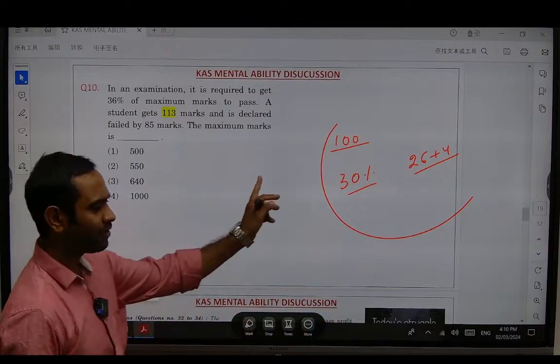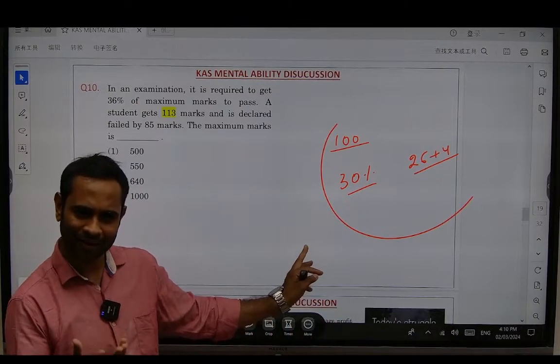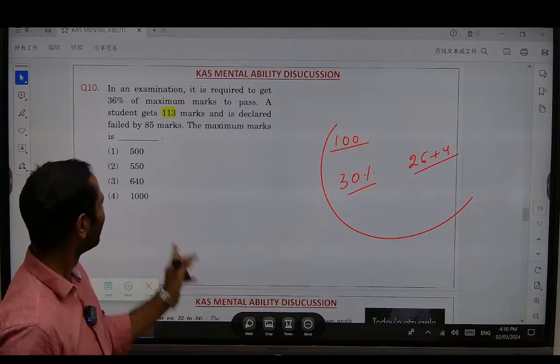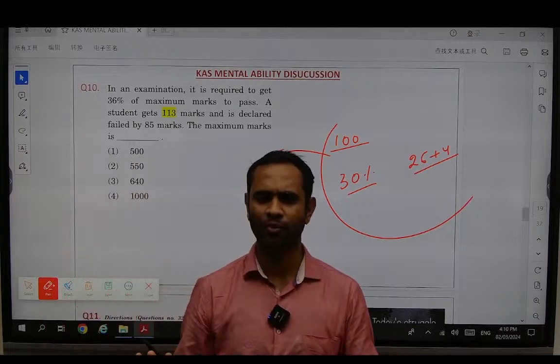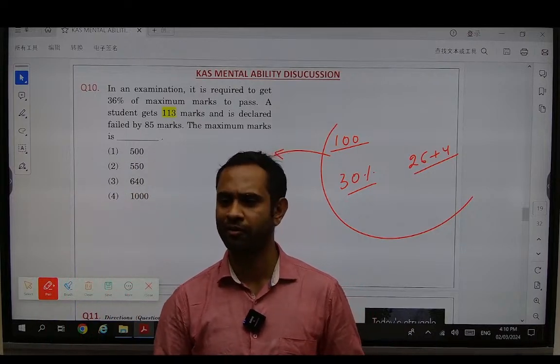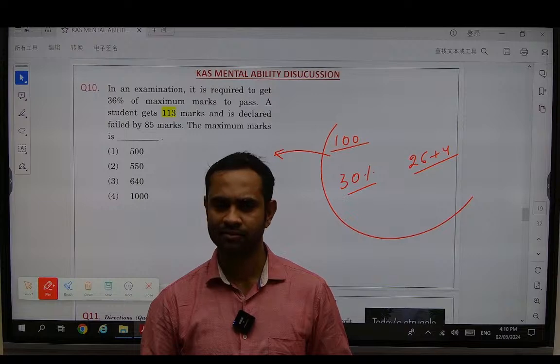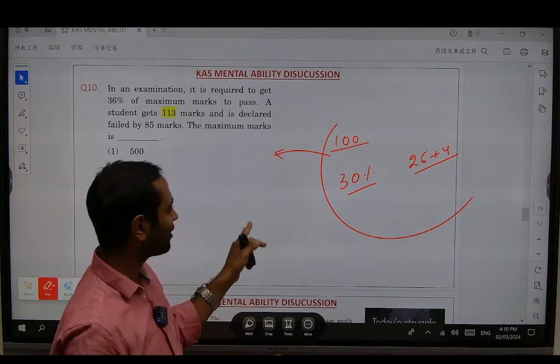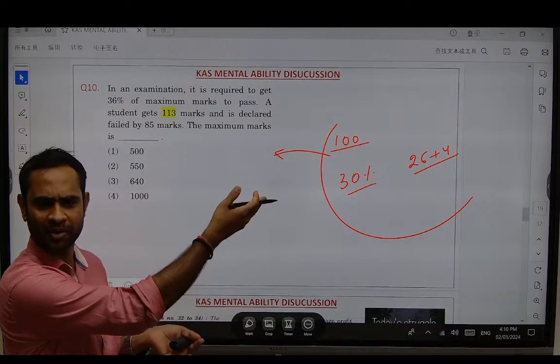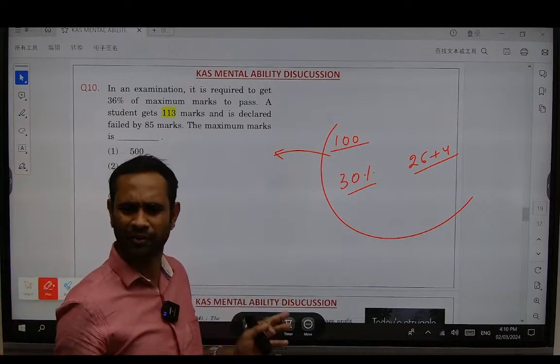See, this you are able to easily understand because 100 is there, 30% is there, 26 is there. Same thing, just relate. See, sometimes in our life, whenever we are in problem, what do we do? We pray to God, right? So whenever you are in problem in maths, go back to your basics. Suppose 100 marks, 30%. Then what would have happened?